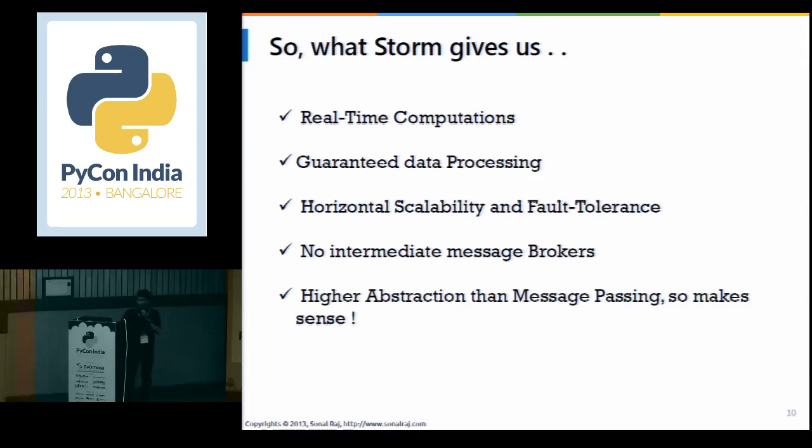And finally, there's higher abstraction. I'm sorry, I missed message brokers. Another advantage is about something most developers hate about distributed systems: message brokers. Storm does away with the message brokers. You don't get into the details of message brokering, whatever happens on the backend. To the user, it is very highly abstracted, so all you have to do is concentrate on what your work is. You don't need to worry about how Storm does it.